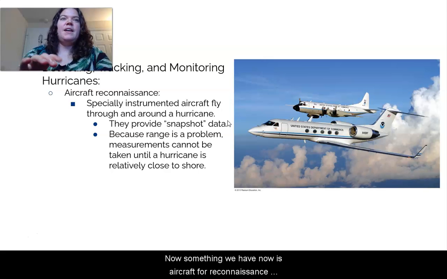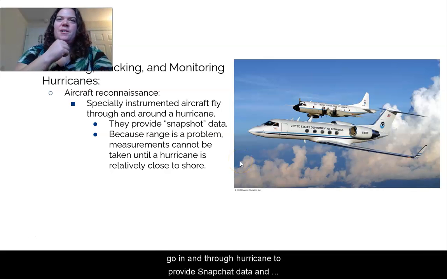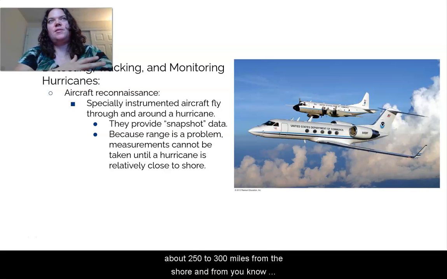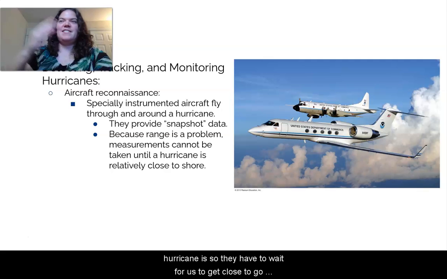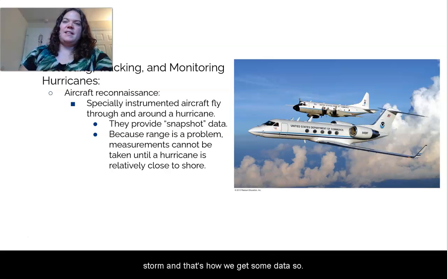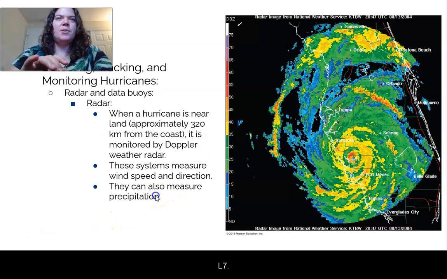Now, something we have now is aircraft reconnaissance. So we have a special plane that was built to go in and through hurricanes to provide snapshot data. And it is limited by its gas tank, obviously. So it can only be about 250 to 300 miles from the shore, from where the airport and the plane is to where the hurricane is. So they have to wait for it to get close to go out, and then they throw the dropsondes, chuck them into the storm, and that's how we get some data. They also have instruments on board, I'm sure.